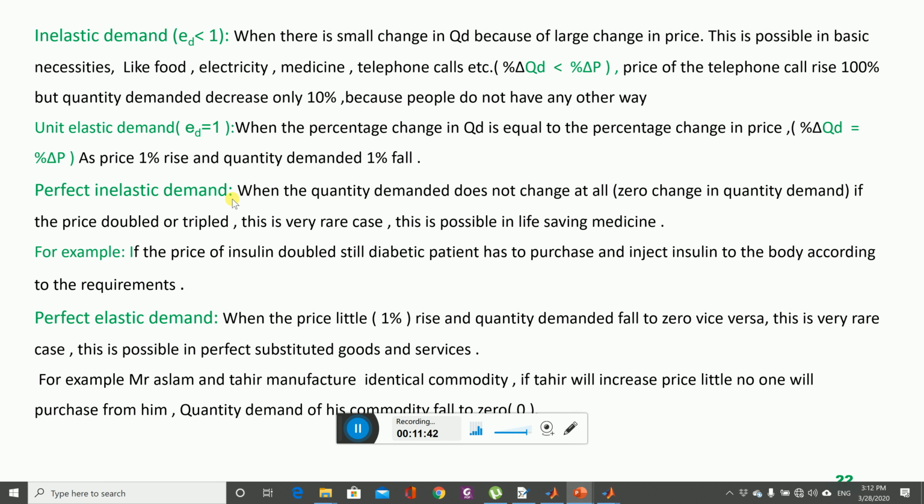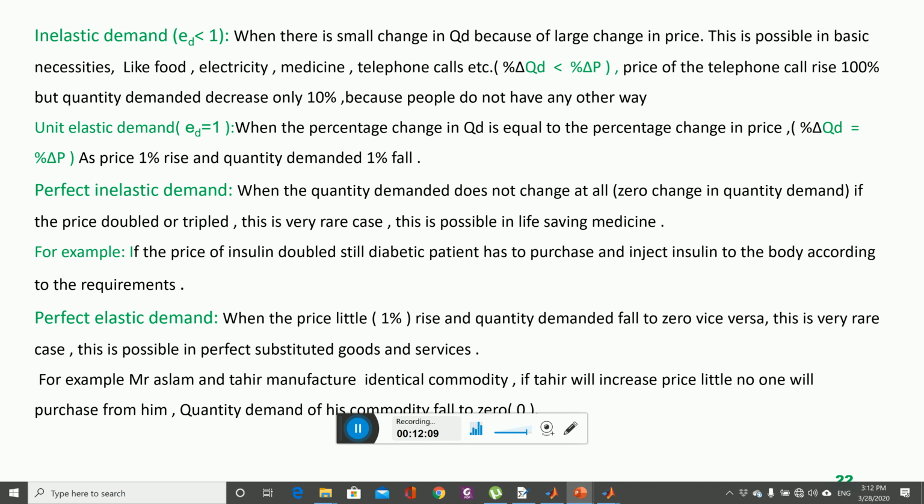Perfect inelastic demand. This is another type, but this is a very rare case. In real life, it does not happen. Perfect inelastic is when the quantity demanded does not change at all. Zero change in the quantity demanded if the price of any particular commodity doubles or triples. This is a very rare case. Rare case means not available. This is possible in life-saving medicine.